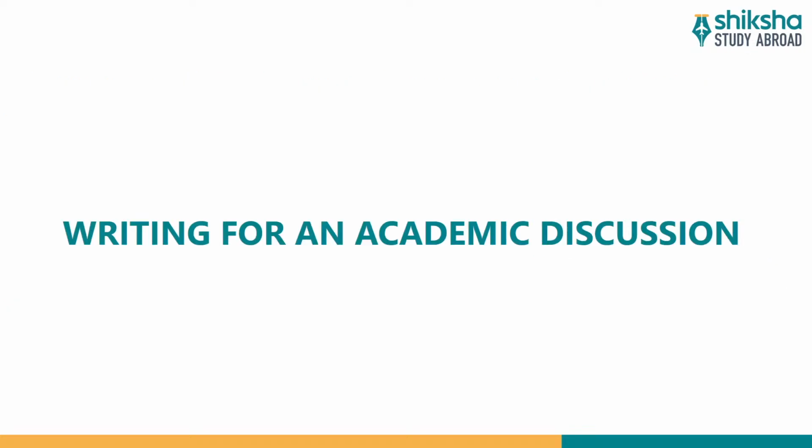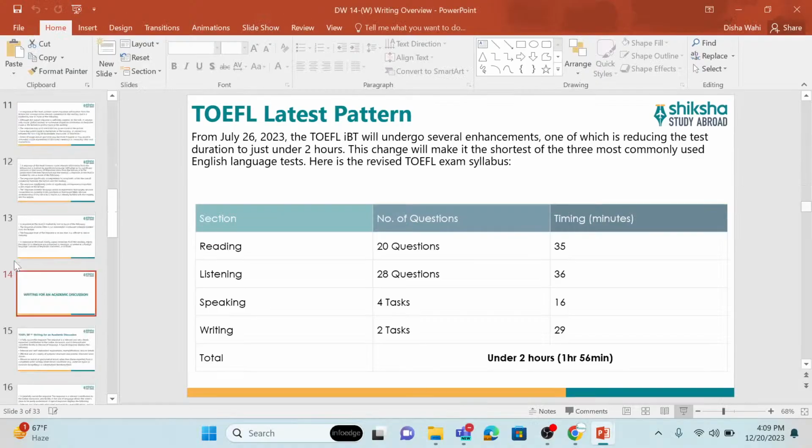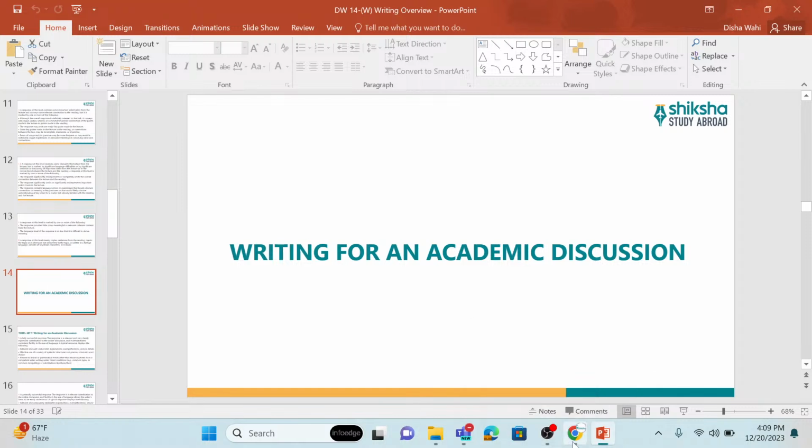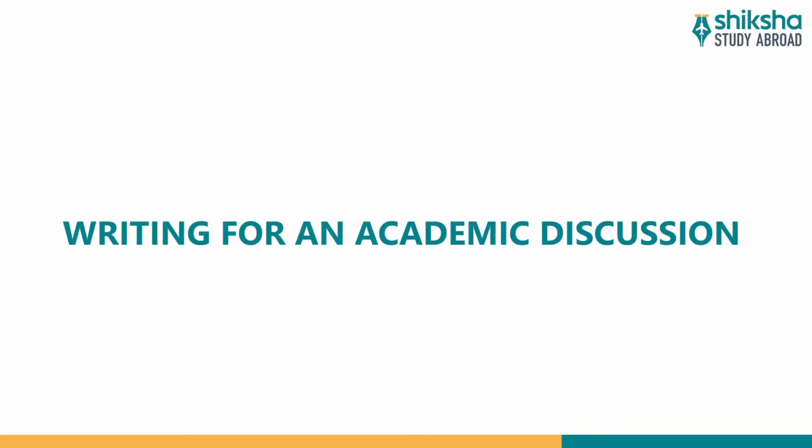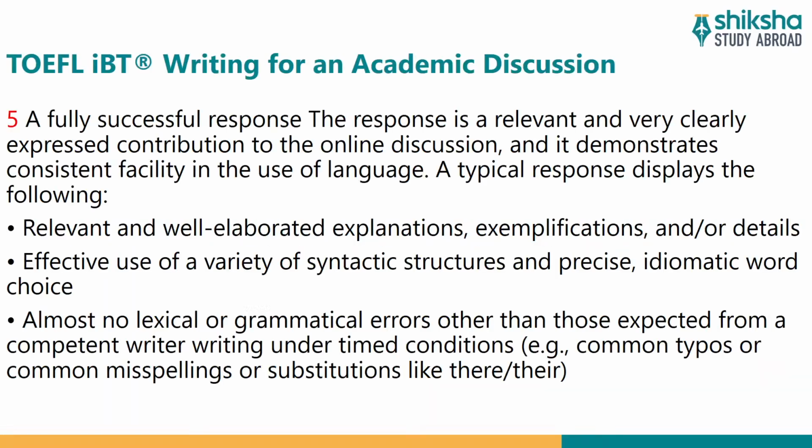Now, guys, if we talk about the writing for an academic discussion, which is a new task introduced in your TOEFL writing in place of independent writing, then let's read about the scoring levels of writing for an academic discussion as well. So, 5 will be a fully successful response, and the response is a relevant and very clearly expressed contribution to the online discussion, and it demonstrates consistent facility in the use of language.